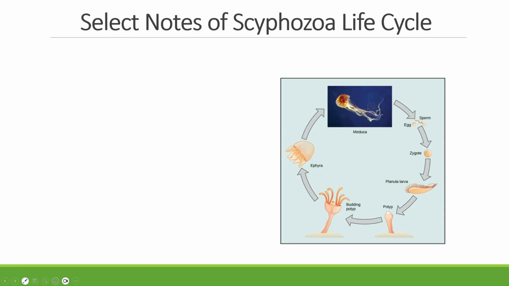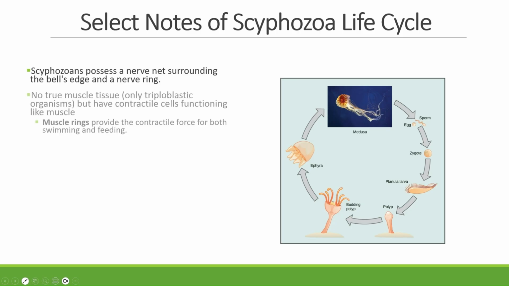The lifestyle of Scyphozoa shares many parallels to what we've previously discussed for Cnidaria, but with a few things we'll add. Scyphozoans possess a nerve net that encircles the edge of the bell and a nerve ring that helps coordinate swimming and feeding movements. While they do not have true muscle tissues, we've said before that diploblasts can have contractile cells. The Scyphozoa use a set of contractile cells that creates a muscle ring around the bell and provides contractile force that allows the animal to pulse and propel itself through the water.